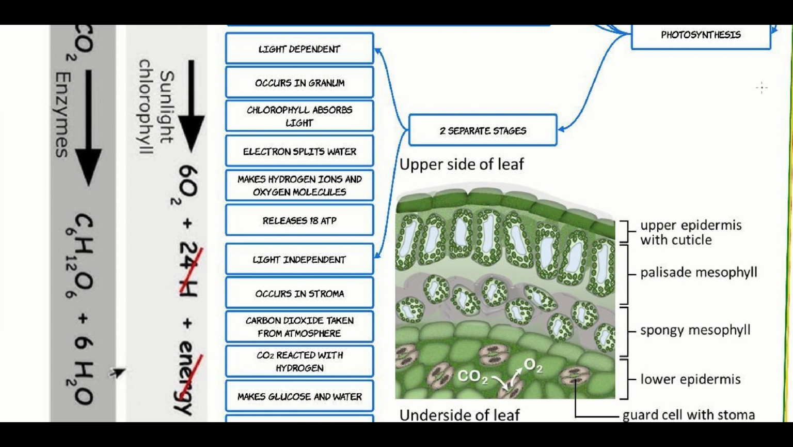Then comes the light-independent reaction that occurs in the stroma. Carbon dioxide is taken from the atmosphere through the stomata and is then reacted with the hydrogen from the light-dependent reaction. It also uses the 18 ATP made in the first reaction. This makes glucose and water. Here we also have a great picture of the cross-section of a leaf, and you should know this.